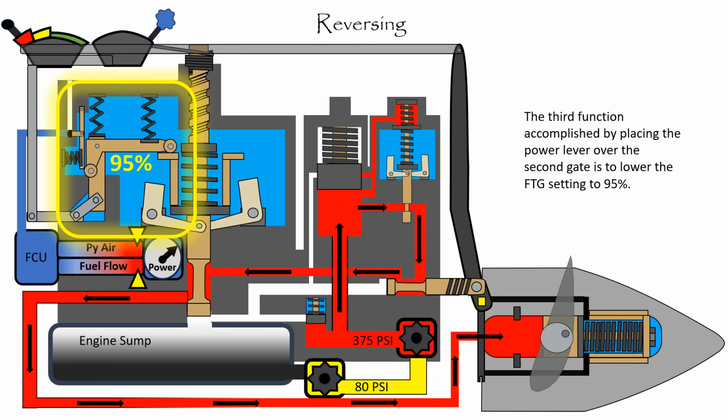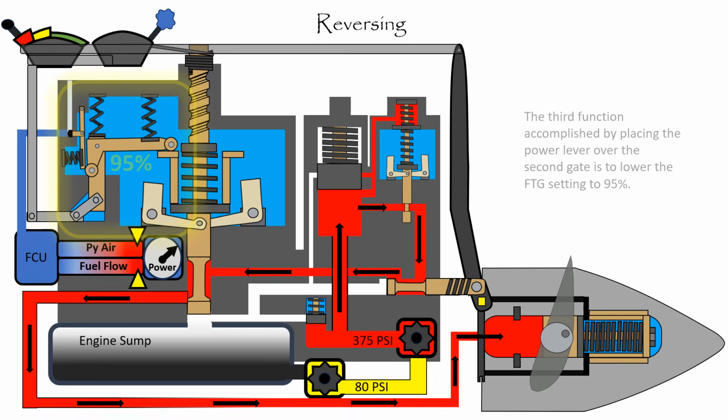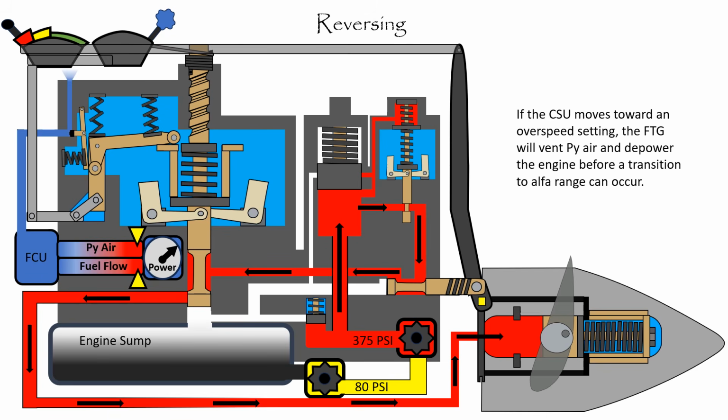The third function accomplished by placing the power lever over the second gate is to lower the fuel topping governor setting to 95%. If the CSU moves towards an overspeed setting, the fuel topping governor will vent P3 air and depower the engine before a transition to alpha range can occur.